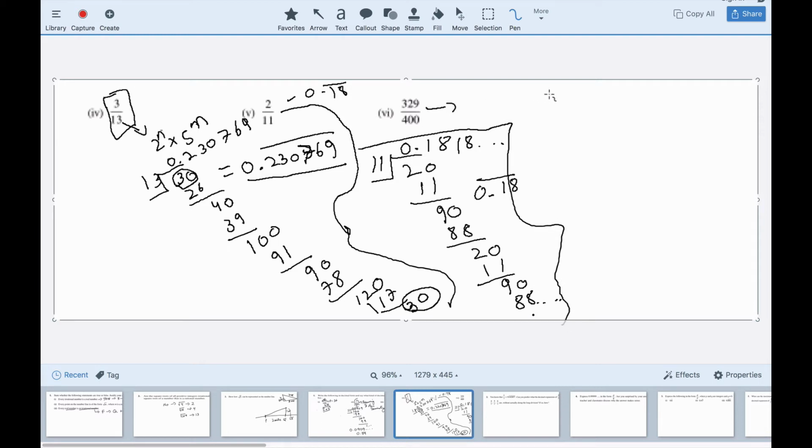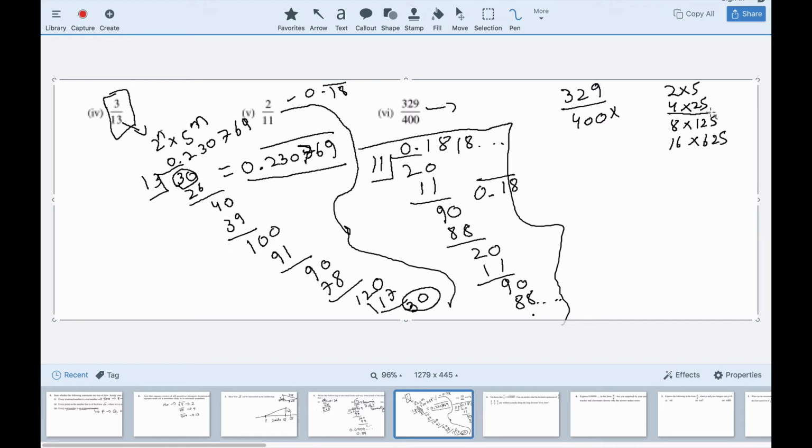This one, 329 upon 400. Now there are many ways of doing it, but we know that there's a table we've learned. Whenever you have 2, you multiply it with 5. When you have 4, you multiply it with 25. When you have 8, you multiply it with 125. When you have 16, you multiply it with 625 and so on.